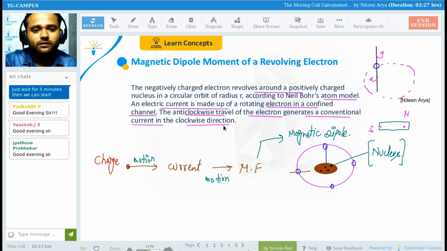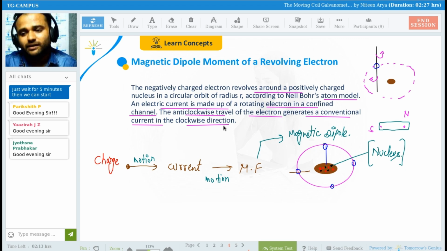Okay, just a minute. If this is your nucleus, then due to these two motions, the electron generates a current, and when this current is in motion, we have a magnetic field. Is this clear, everyone? Whenever we have a magnetic field, we have a magnet. As simple as that. We treat it as a magnet. So due to this magnet, we need to find the magnetic dipole.